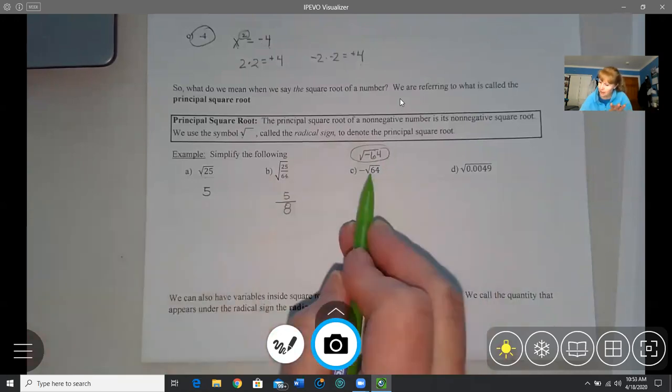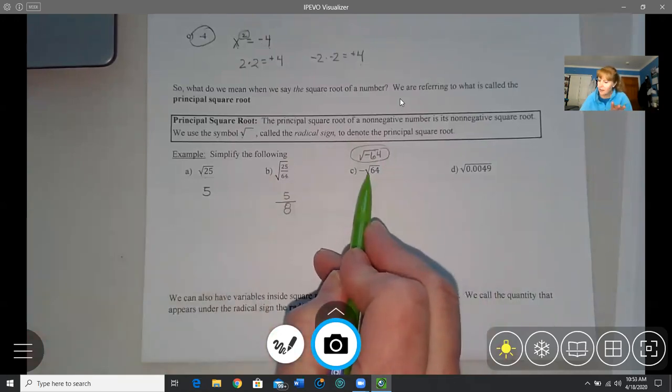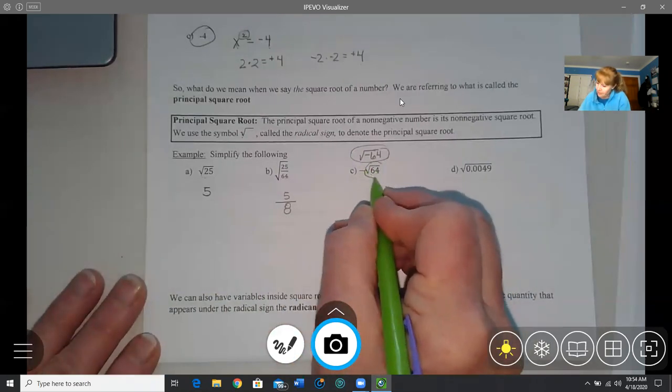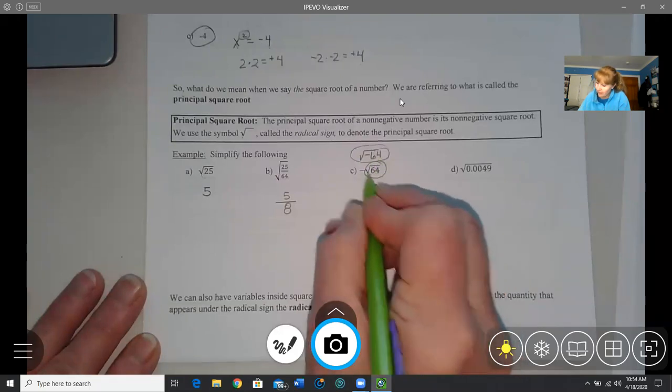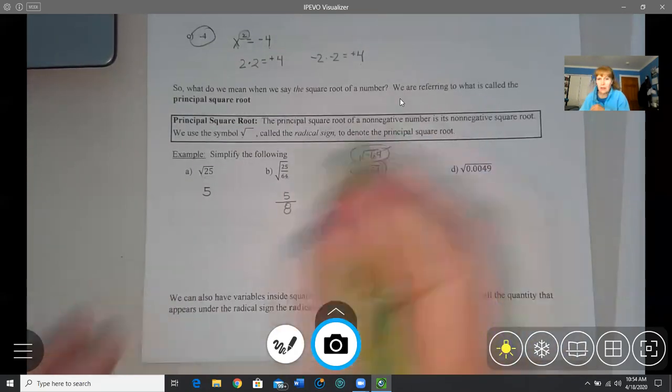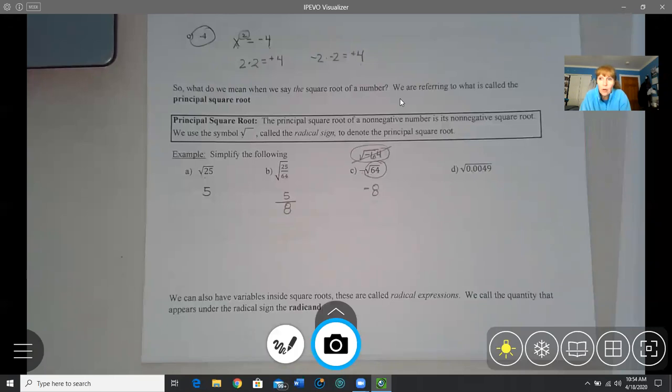What they want us to find here is the square root of 64 times a negative 1. Or you can also think of it as the opposite of the square root of 64. So the square root of 64 is 8, and then you have the opposite of that. So the answer to that one is a negative 8. And this one right here, there would be no real solution. It could not be simplified to find a real solution.